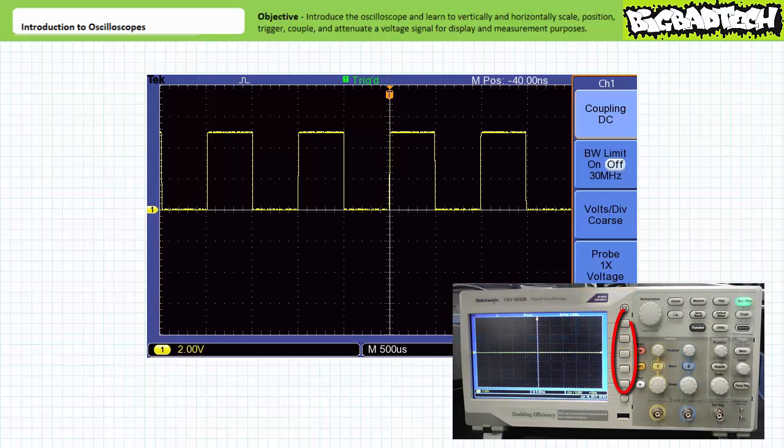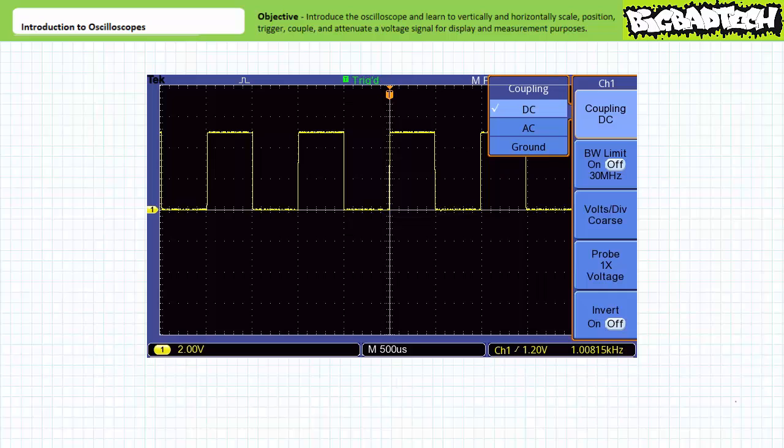The selection buttons on the right-hand side of the screen allow a user to choose from the available options. Press the button next to coupling. As can be expected, we're currently in DC coupling mode since the waveform includes a DC offset and the oscilloscope is displaying this waveform entirely on one side of the axis.